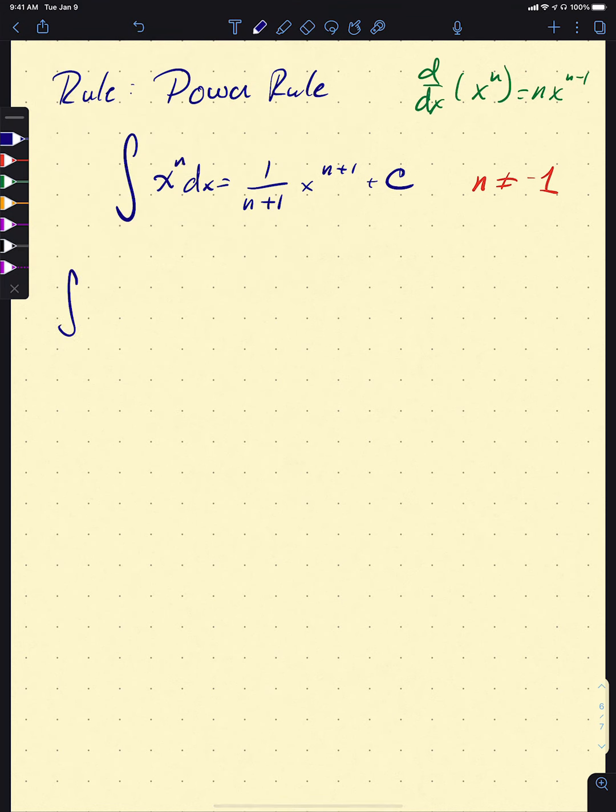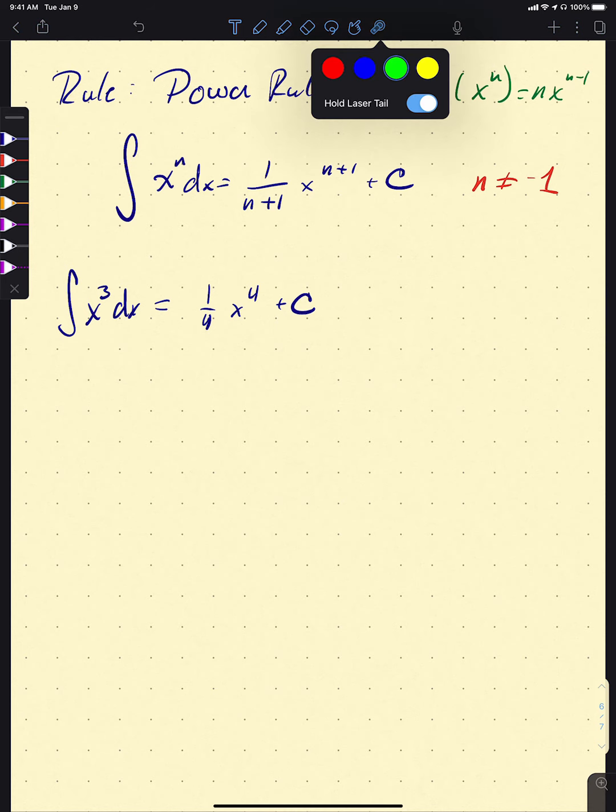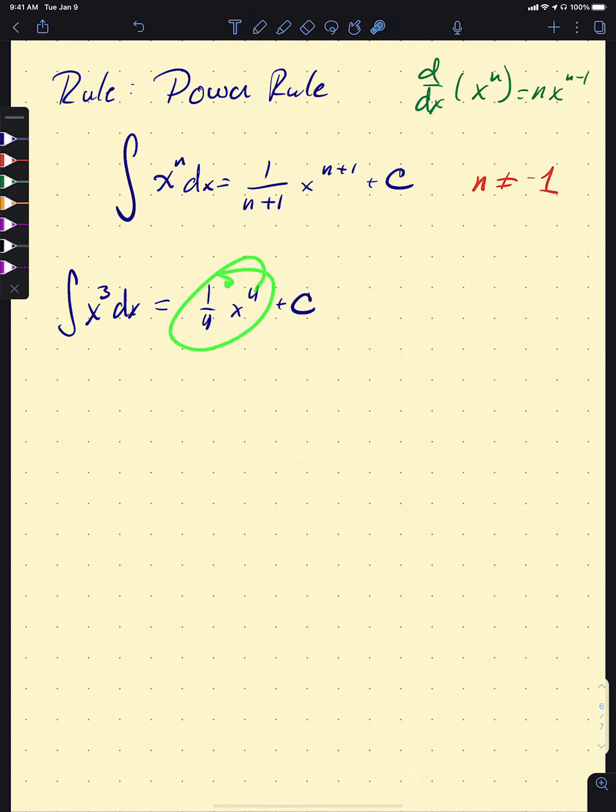But let's practice with something like the antiderivative of x cubed, right? The antiderivative of x cubed, well, we need 1 over n plus 1, so 1 over 4, x to the 4th. And again, we can't forget this plus c. Super easy to forget our plus c. But if I were to take the derivative of this, 4 drops down and we get x cubed.